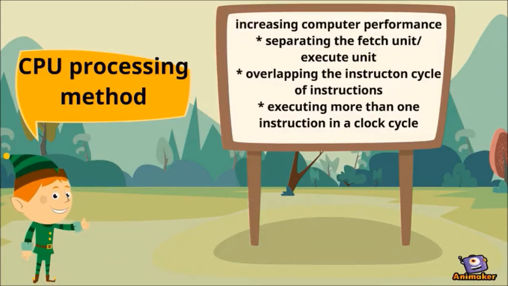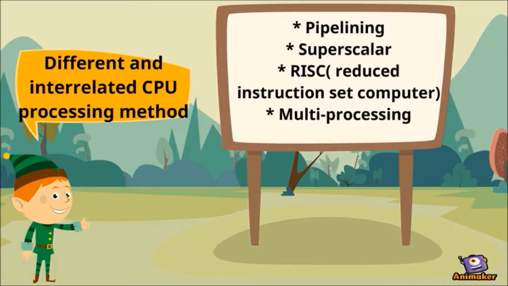If you would like to move on to CPU processing methods, there are three ways to increase the computer's performance. The first one is by separating the fetch unit and execute unit, then overlapping the instruction cycle of instructions. Lastly, executing more than one instruction in a clock cycle.